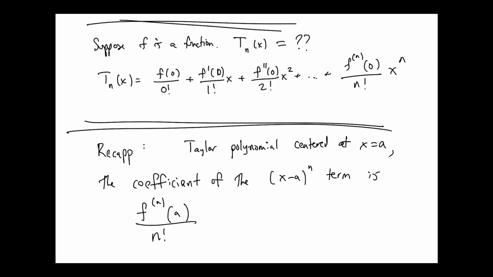Okay, so if we center our Taylor series, or polynomial rather, at the point a, then instead of having x to the n, we're going to have x minus a to the n. Everything's basically just shifted over. But the coefficient depends on two things. So this is this part right here.